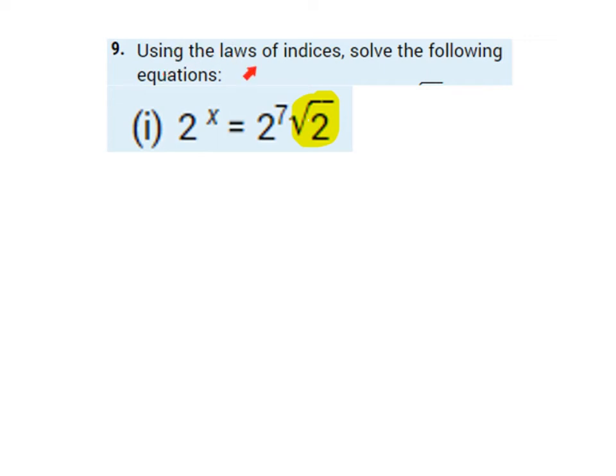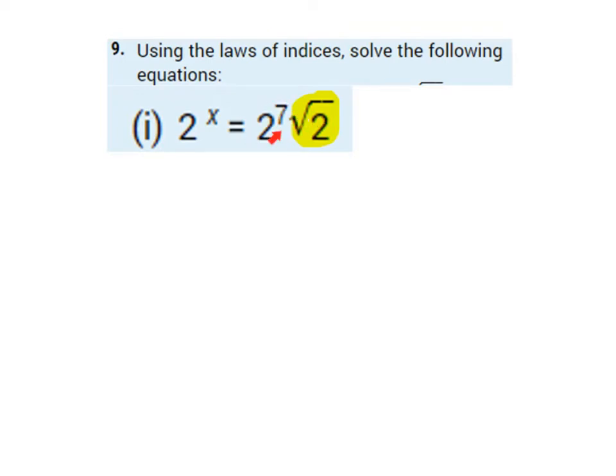Using the laws of indices, solve the following equations. So solve means find x, get x on its own, and our laws of indices are in our formula book, so use them to help you. So question 1, 2 to the power of x equals 2 to the power of 7 root 2.